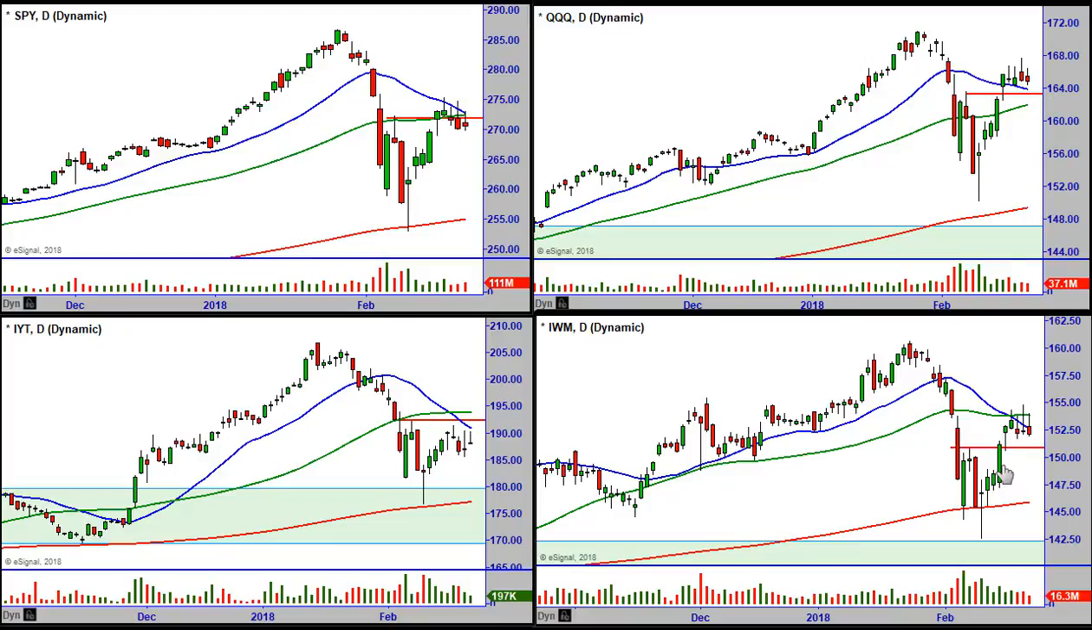The Russell, the small caps, pretty much the same. A little bit more relative weakness than the spiders and a lot more than the Qs. Well below the low. The topping tail day before yesterday. The topping tail yesterday. Which way is it going to go today?